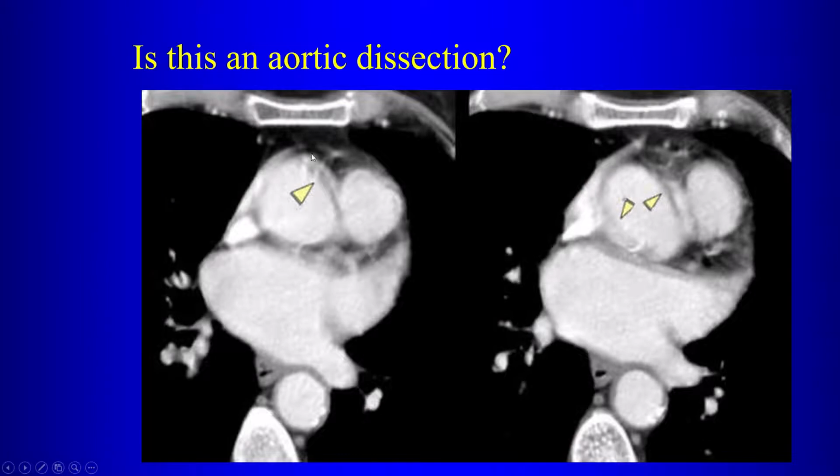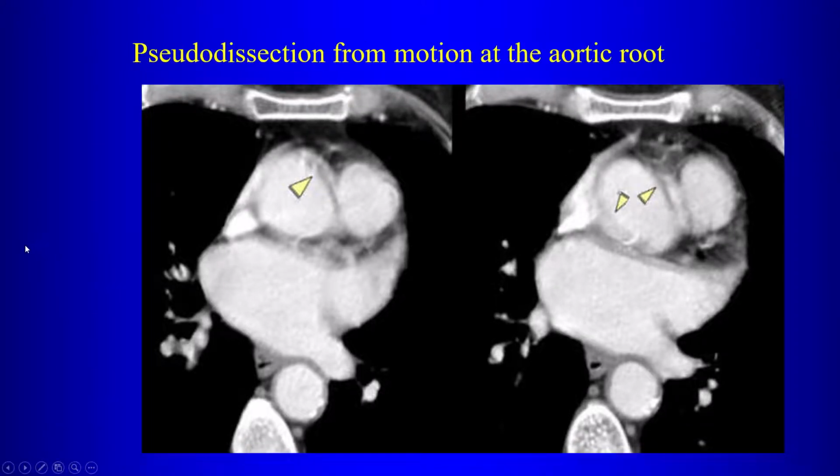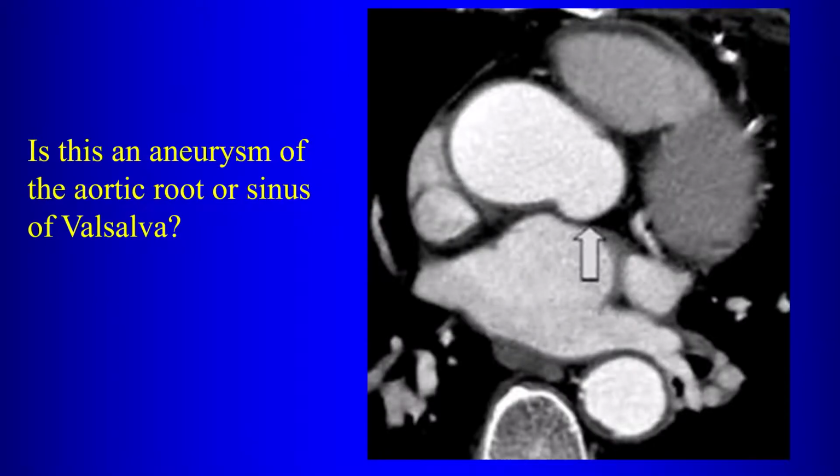So is this an aortic dissection? And the answer is no. This is just motion artifact. This is a non-gated study. So that's motion artifact there at the aortic root. It's a pseudo dissection from motion at the aortic root. If this becomes a real consideration, you can bring the patient back for a gated study if you need to differentiate motion artifact from a real dissection.